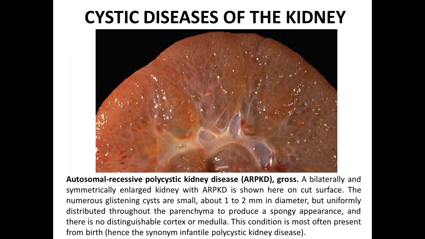And the second one is autosomal recessive polycystic kidney disease, with bilaterally and symmetrically enlarged kidneys, shown here on the cut surface in this picture. Of course, the numerous cysts are small, about 1 to 2 millimeters in diameter, and this condition is most often present from birth.